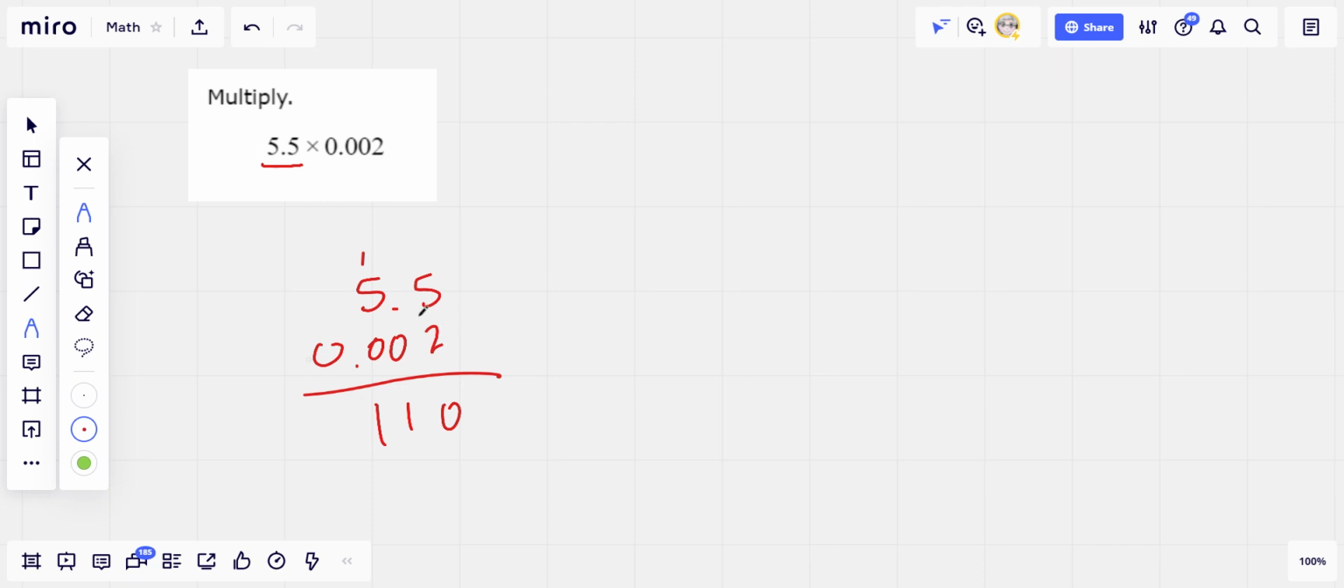Then we count the digits behind the decimal point. 1, 2, 3, 4. So I've got 1, 2, 3. Here's 4. So I've got to put a 0 in there, and then comes the decimal place. So 0.002 times 5.5 is 0.0110. So that is a little bit of work with multiplying decimals less than 1.